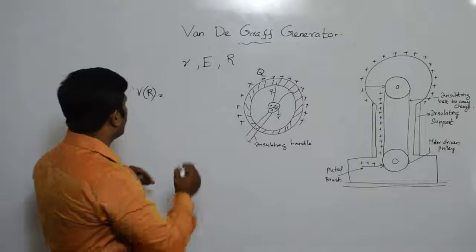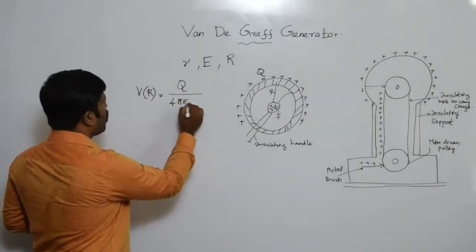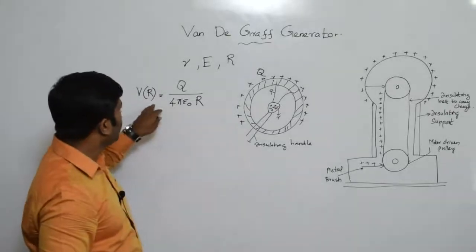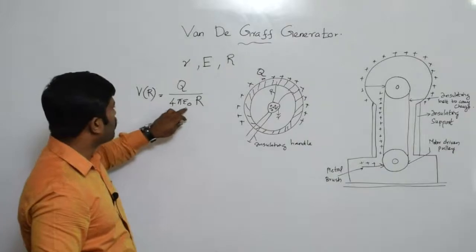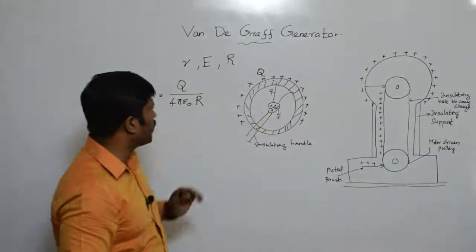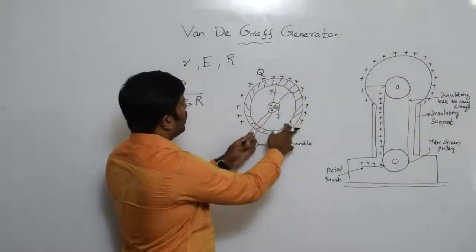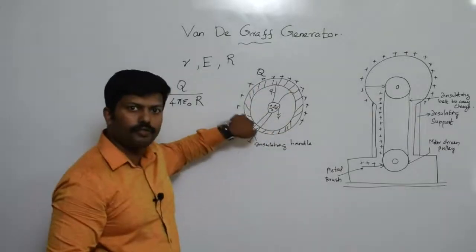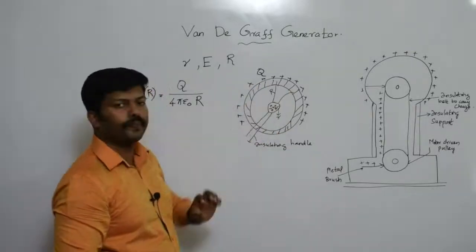V of R is equal to, we know the potential formula, Q divided by 4 pi epsilon naught into the distance. So, the potential of the outer sphere is Q divided by 4 pi epsilon naught into capital R, that is the radius of the outer sphere. But this outer sphere is acted upon by two potentials. One is its own potential, and another potential is due to the small sphere.